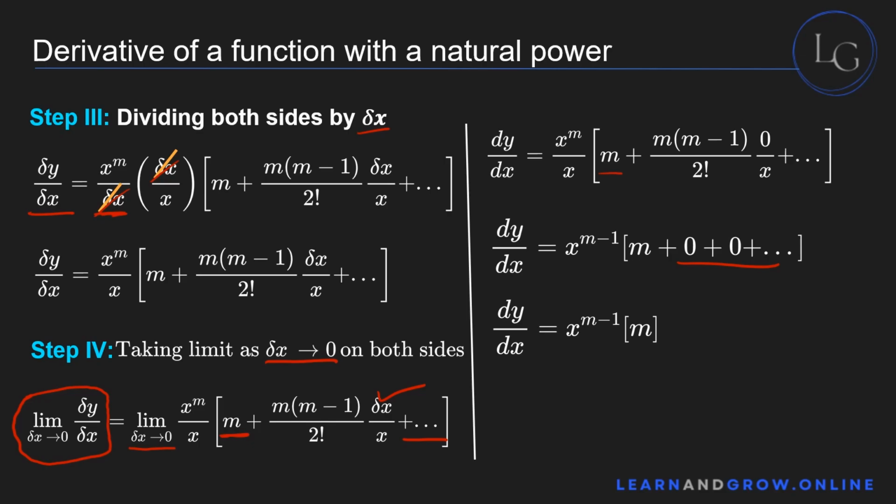So in the end you'll just have this one m over here, and on this side this expression will become x to the power m minus 1 because this is being divided by x. So this becomes x to the power m minus 1, and so this is the final expression, and this will be applicable for all variables, the derivative of all variables with a natural power.